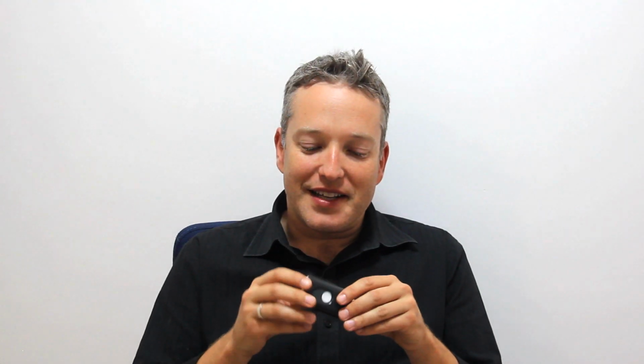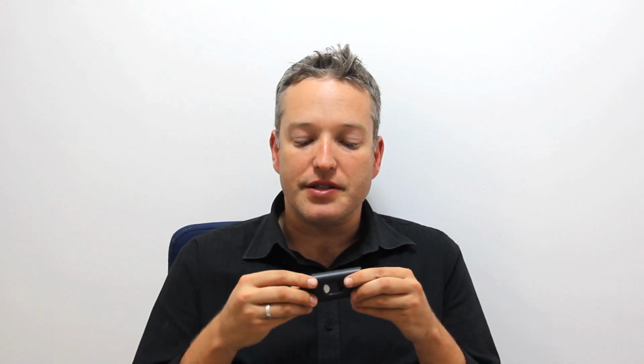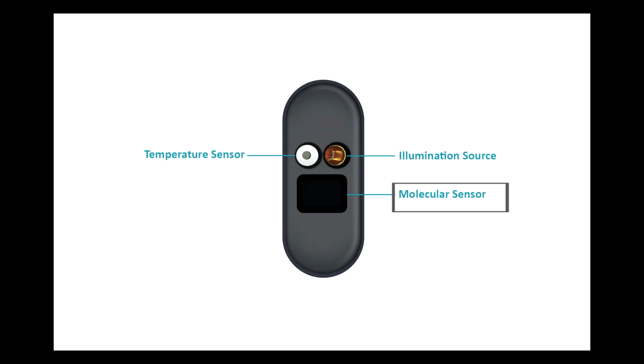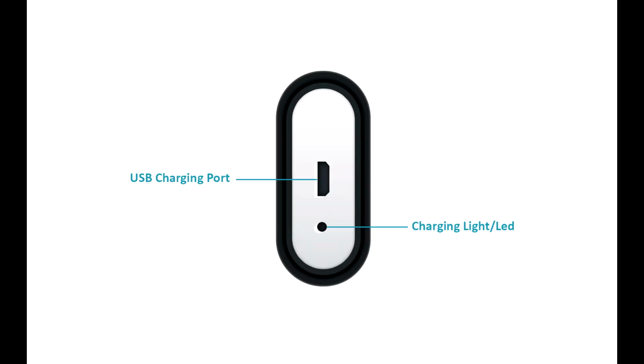So here's SCiO. It's got two parts: the sensor and the cover. The cover protects the sensor, and it's also used to calibrate the device. Now the sensor has got the optical head. On the optical head, there's the molecular sensor, the temperature sensor, and the illumination source. We have a button, and on the back side we have a USB port and the charging light.